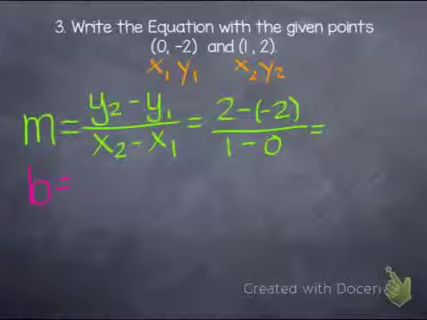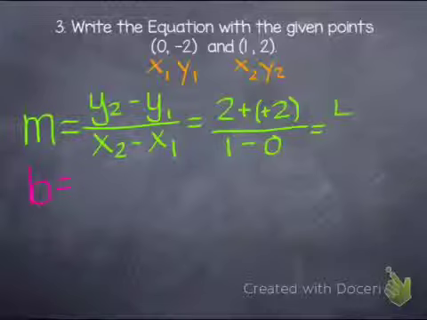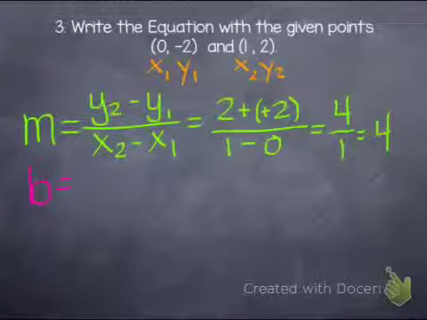So now I have some integer addition. I've got a 2 minus a negative 2. So I want to use keep change. So I'm going to keep 2 positive and change, which makes a positive 4 on top. And then 1 minus 0 is just 1. So my slope is going to simplify down to 4.